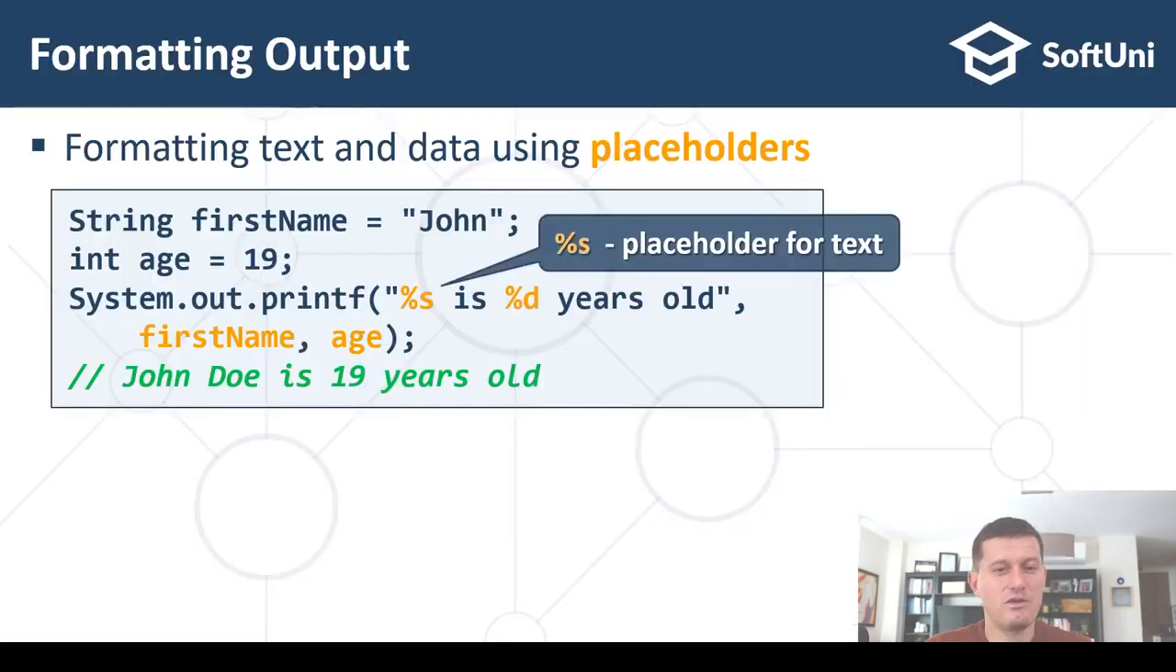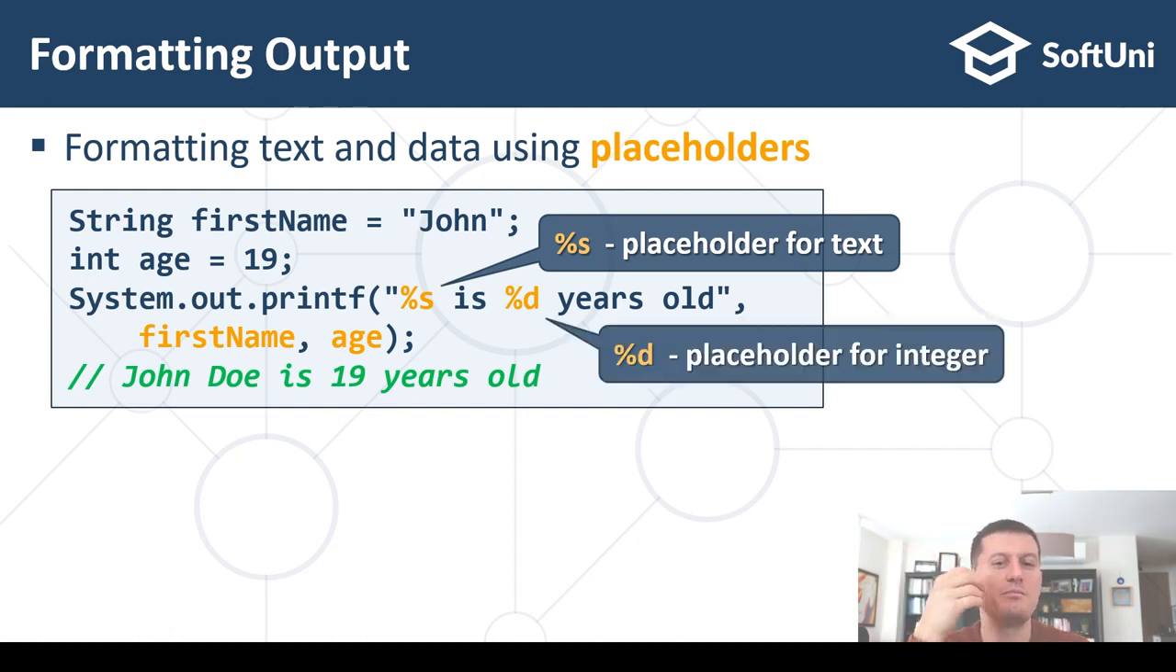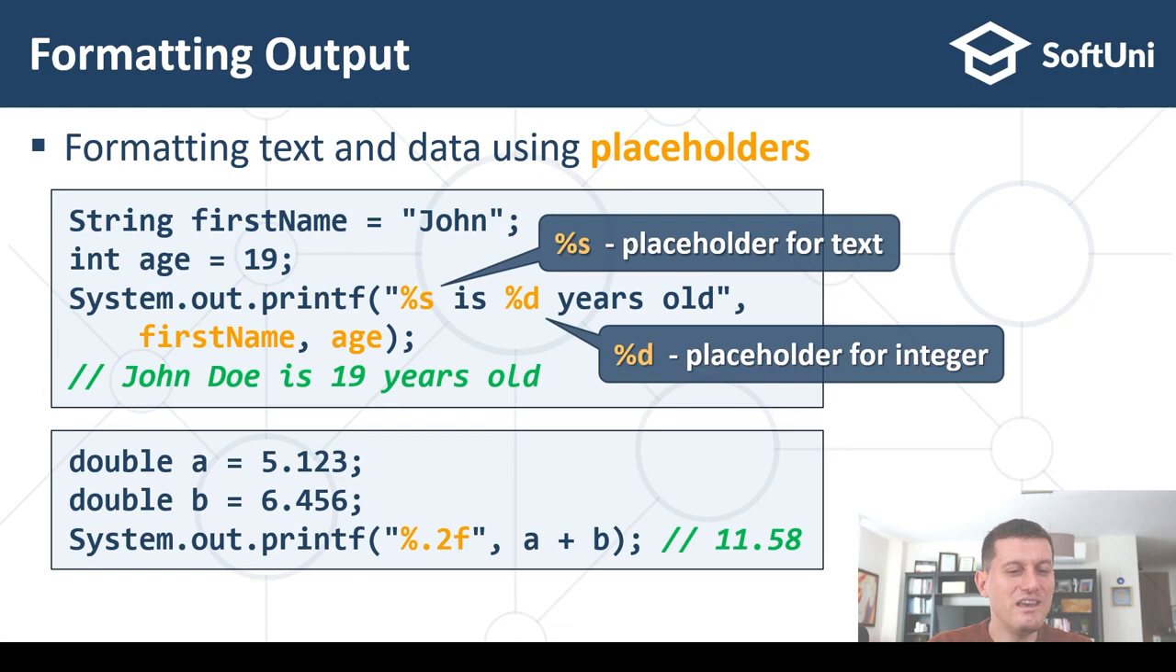Okay, so let's go a little bit ahead. I already explained the person test. It's called a placeholder, and this %d is a placeholder for integer. This is for text, this is for integers. So let's see another example when we have some numbers.